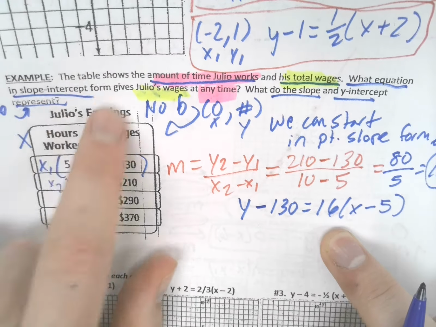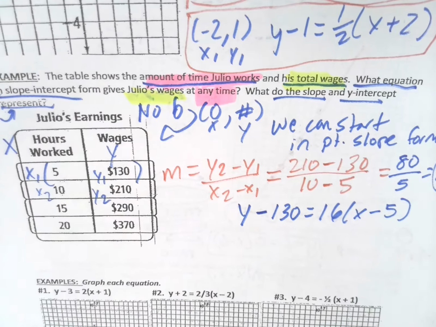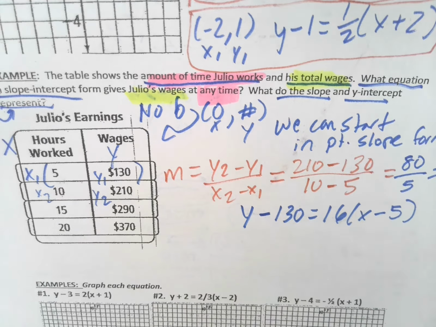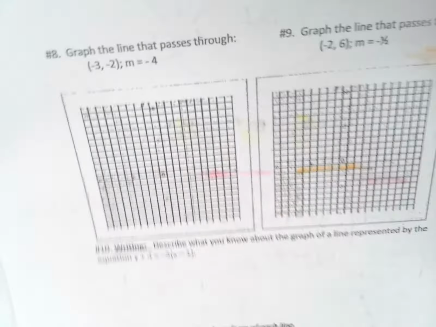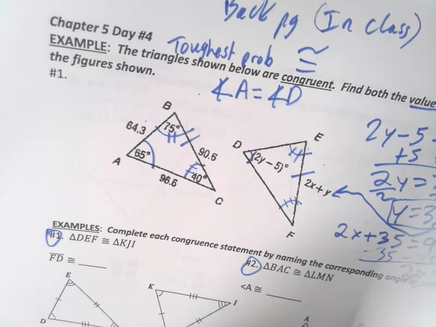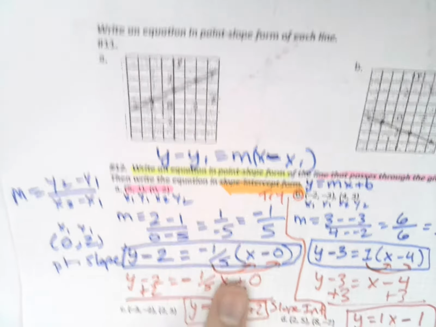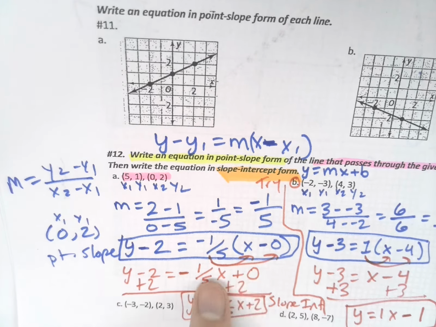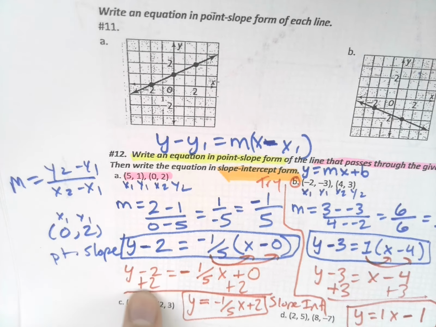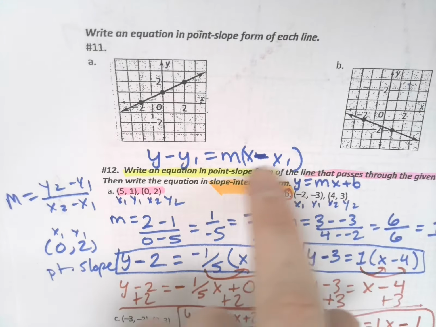The problem is we want slope intercept form. So let's flash back to day 5. We said on day 5 you got to do two things. Let me go back there if you need to see it. To get from here to here, we need to distribute and then take whatever's beside y and move it over. That's how we get slope intercept form.